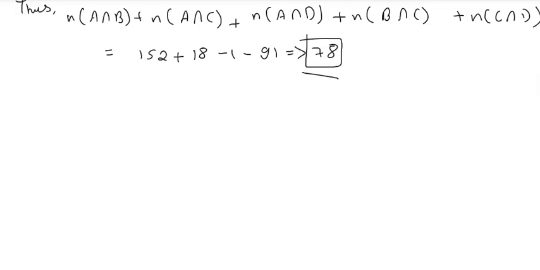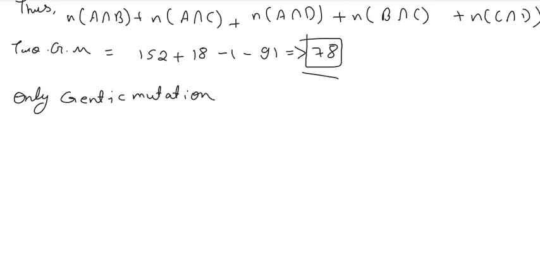Here we have the number of rats who have exactly 1 genetic mutation. For that, only 1 genetic mutation. This is for 2 genetic mutation, and now we are going to find 1 genetic mutation.